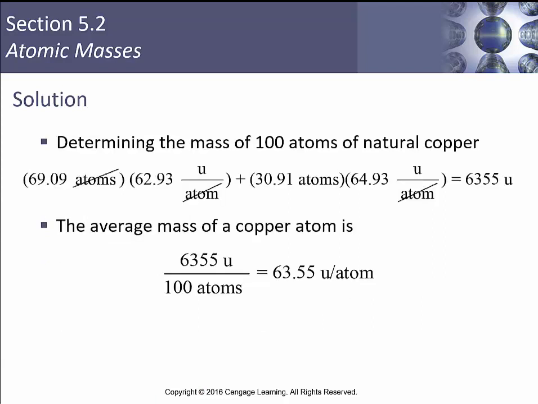So all we've got to do is basically a weighted average for those. In that 100 atoms of copper, we're going to start off with 69.09 atoms, and we'll multiply that by 62.93 units per atom. And then we're going to add in our 30.91 atoms of our other isotope of copper, at 64.93 atomic mass units per atom, giving us a total of 6,355 units. So for our average mass of copper, we divide that by the 100 atoms we took, and we get 63.55 atomic mass units per atom.